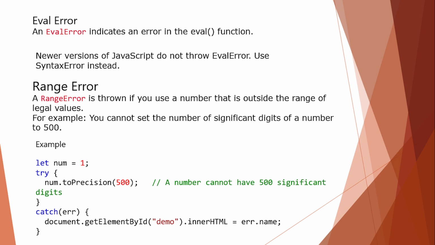EvalError: an eval error indicates an error in the eval function. Newer versions of JavaScript do not throw EvalError. Use SyntaxError instead. RangeError: a range error is thrown if you use a number that is outside the range of legal values. For example, you cannot set the number of significant digits of a number to 500.